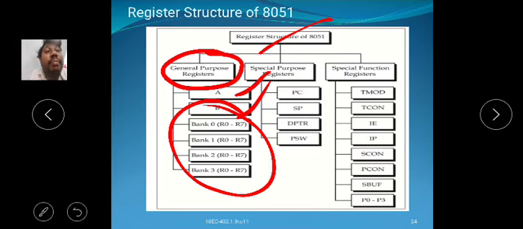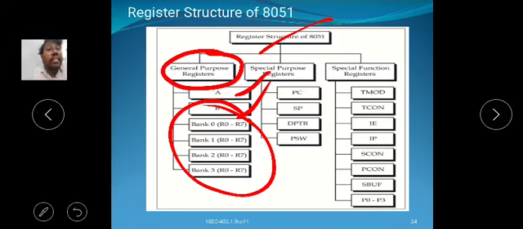Next one is the special purpose registers, the microcontroller related registers. The program counter holds the address of the memory location of the next instruction. That is the program counter. Next are the stack pointer and data pointer, and the program status word is nothing but a flag register.